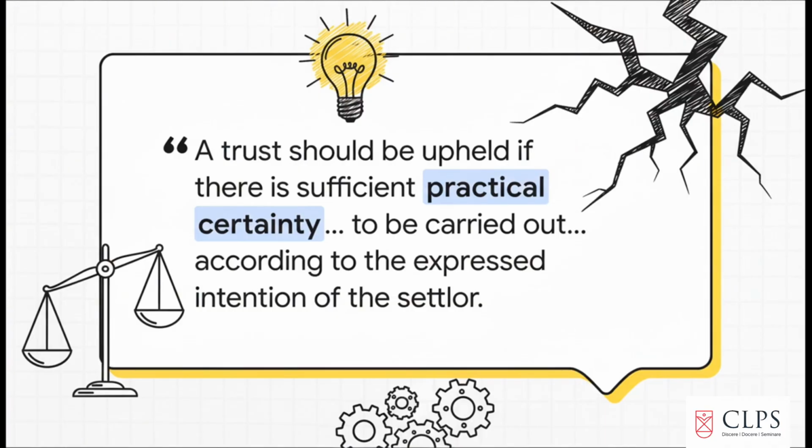This quote is gold. Lord Wilberforce himself, in the very case that supposedly locks in the AGP test, actually says this. He agrees that a trust should be fine if there's sufficient practical certainty to do what the settlor, the person who made the trust, wanted. He didn't say the AGP test was the only way, he just said the tests for different trusts should be similar. Honestly, that's a massive crack in the foundation of the textbook rule.